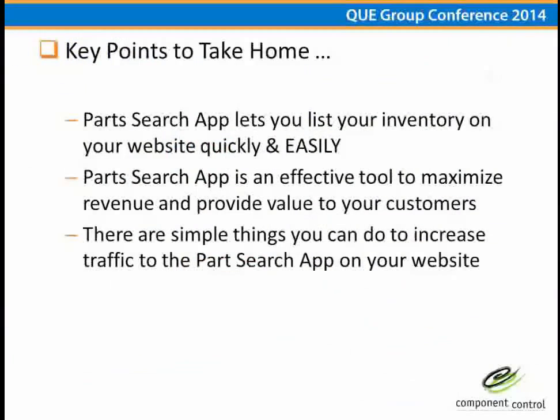Okay. So, just to wrap up the session, some of the key points to take home with you. Most importantly, what Part Search app is: it lets you list your inventory and capabilities on your website and receive requests for quotes and purchase orders, again, directly from the site. The service is integrated with Quantum, so everything is in real time, all the activity, and any changes made within Quantum are going to automatically reflect within the search feature.